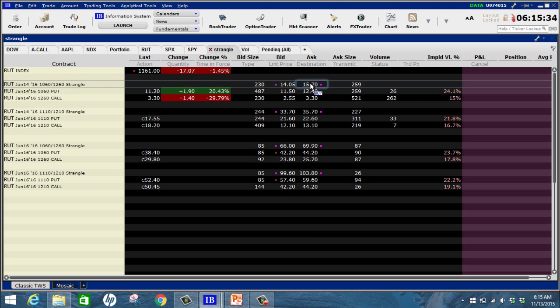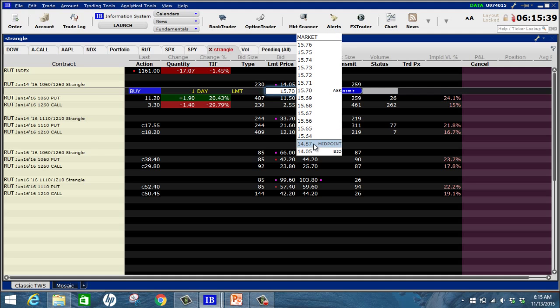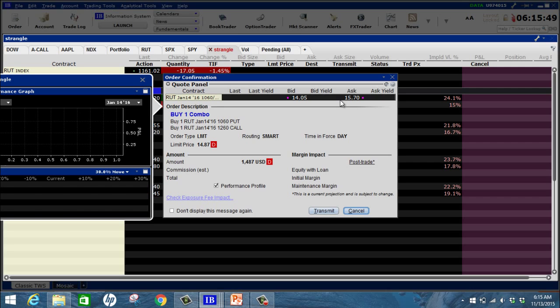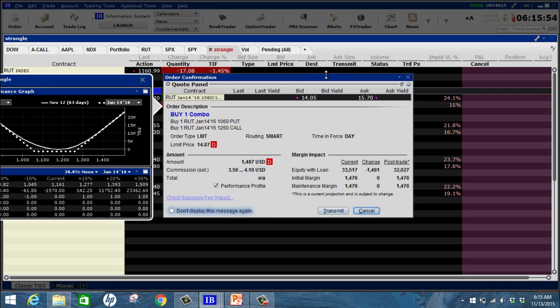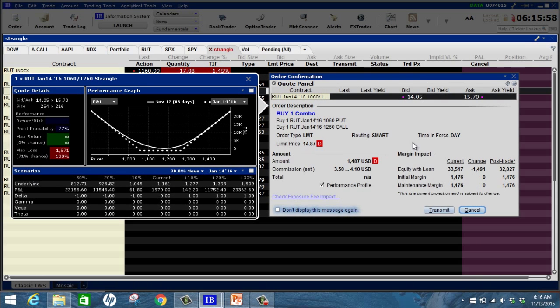So if we want to buy the strangle, we want to do a long strangle, we just click here on the ask, brings up the order, find roughly the midpoint, and then we'd hit transmit. Okay, so that gives us a little window that pops up, just confirming our order. So it shows us our options that we're buying, the cost of the trade, rough commission. So the trade's going to cost about $1,500.